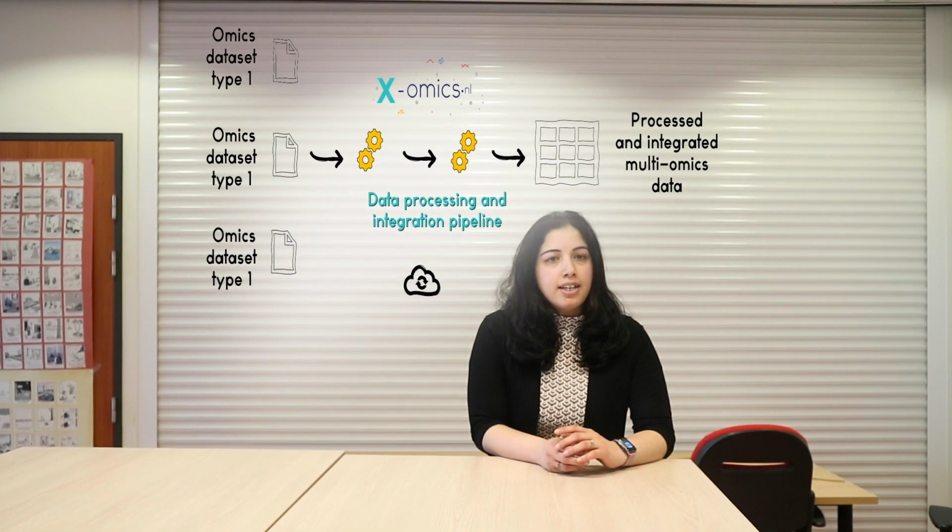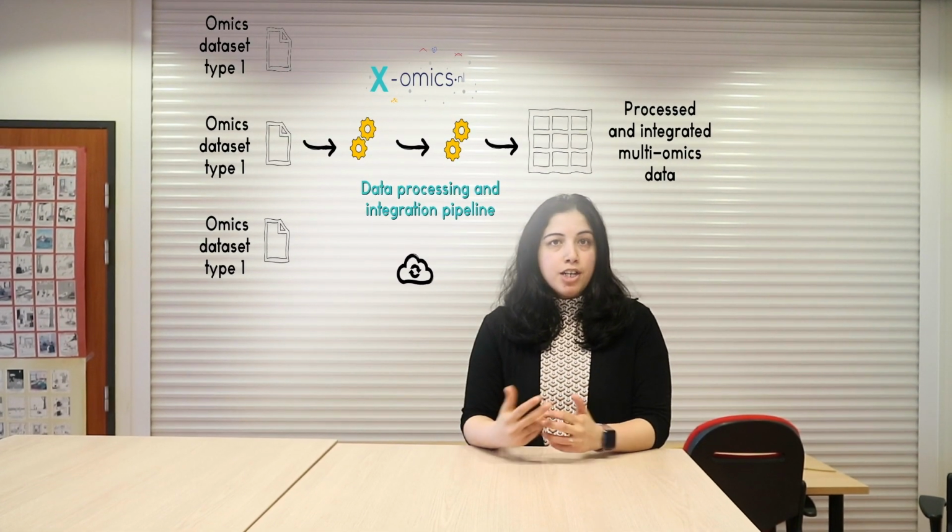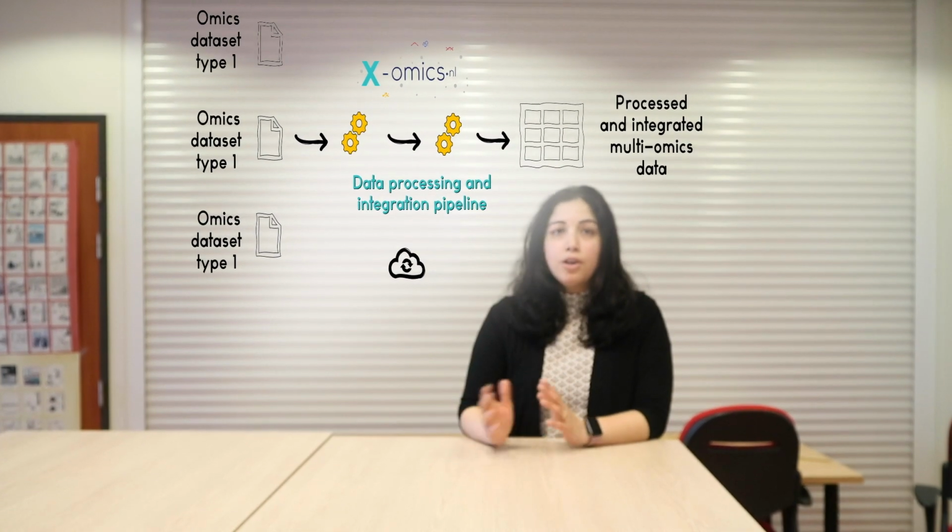And there is more to that. The CrossOmics pipeline also provides functions such as data processing and integration that can be run in the cloud or on your local desktop. This sounds almost too good to be true. Indeed, we're not there yet, but you can follow our progress on the CrossOmics website or on GitHub.